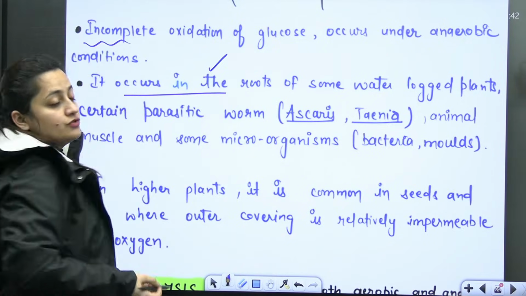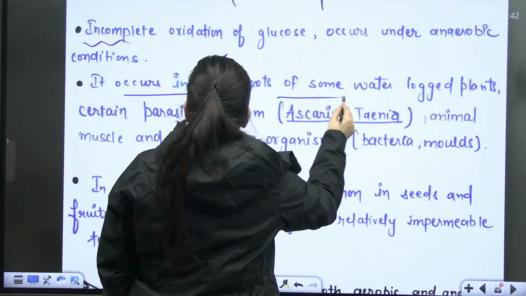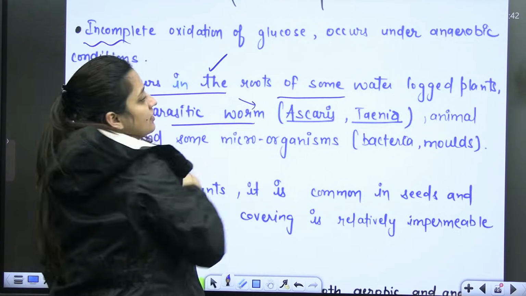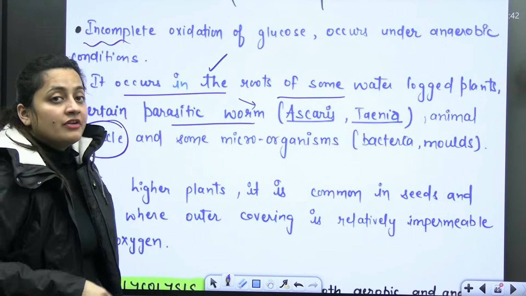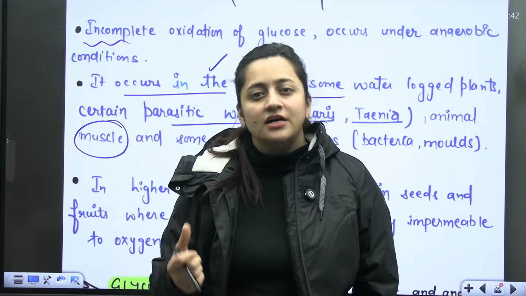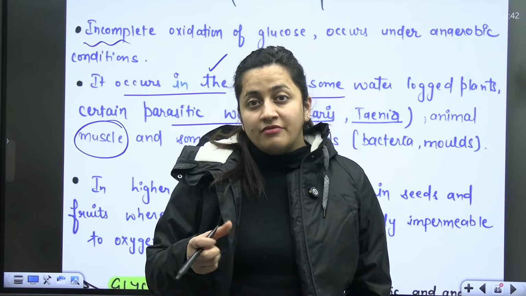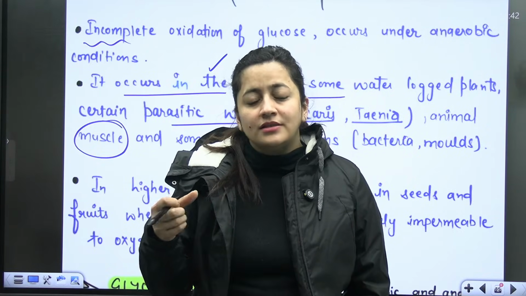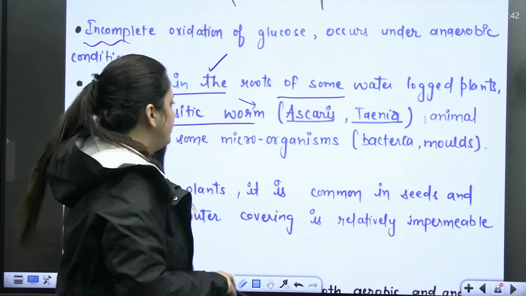So where do you see this? You can see this fermentation in the roots of waterlogged plants, in parasitic worms like Ascaris and Taenia, and in animal muscle. When we do exercise, let's suppose you are not habitual to exercise, and today you decided that you'll do running. You know that the next day when you wake up, you have that pain, the muscle cramps. What exactly is it? Lactic acid accumulation. We will talk about it.